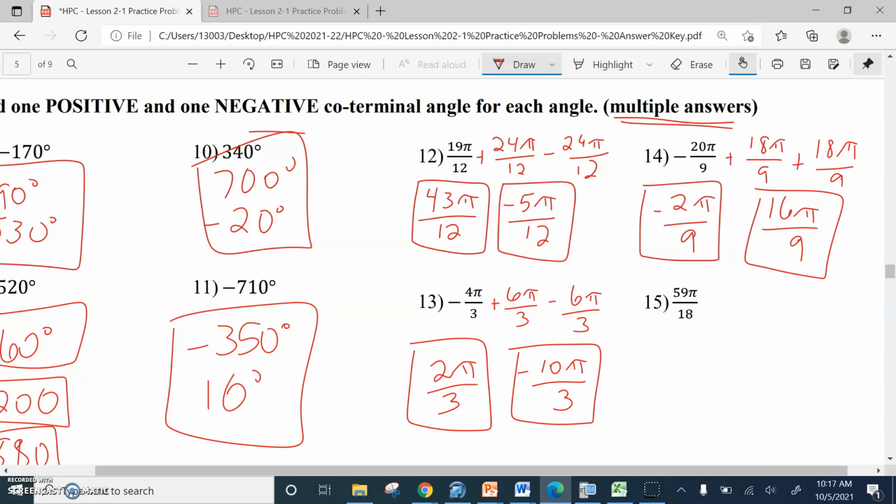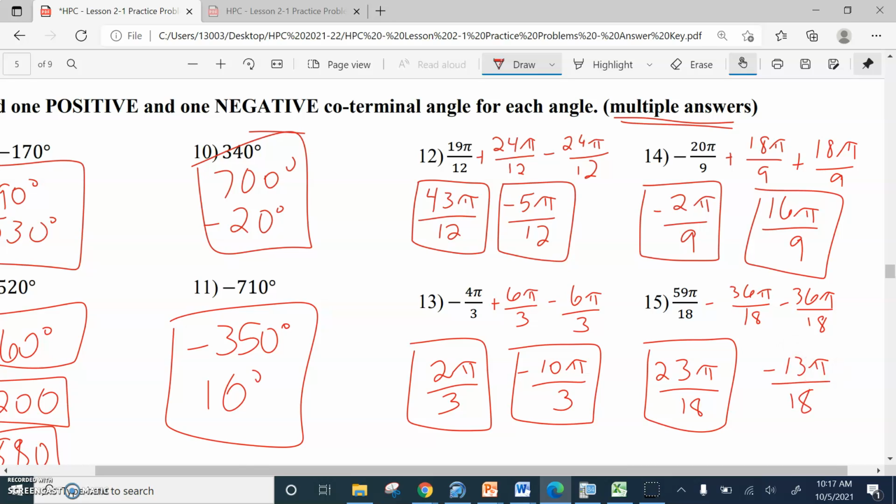Our last one, 59 pi over 18. Woof, that's a big one. In order to do that, I know that I'm going to have to subtract 36 pi over 18 to at least get a negative. But even if I do this, 59 minus 36, I get 23 pi over 18. So that's one answer. It's my positive. I'm going to subtract another 36 pi over 18. 23 minus 36, that is negative 13 pi over 18.